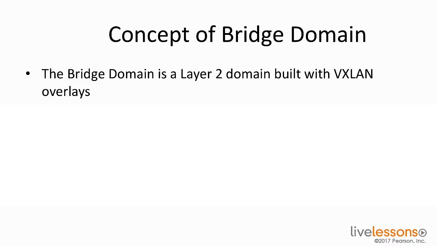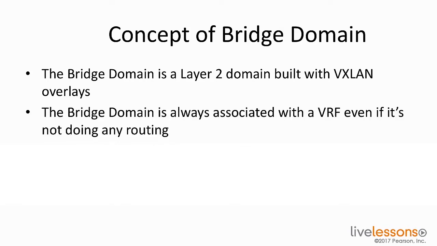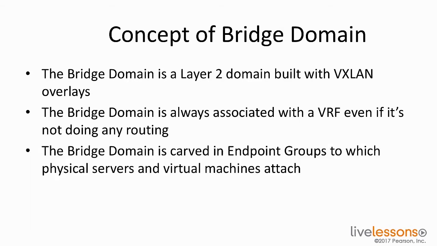So in summary, a bridge domain is a Layer 2 domain built with VXLAN overlays. And a bridge domain is always associated with a VRF, and we need to have at least one VRF per tenant. So in the very least, we could have a tenant with a single VRF and a single bridge domain, and then multiple groups underneath that bridge domain. We then take that bridge domain, or IP space, and then we carve it up into different groups in which we put physical and virtual servers to control how they talk to each other through contracts.